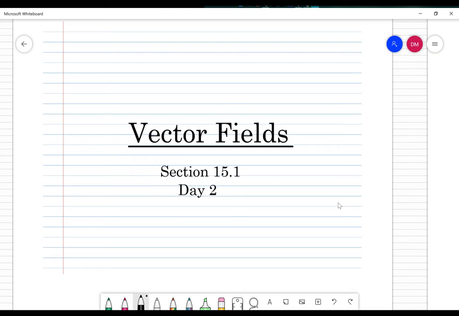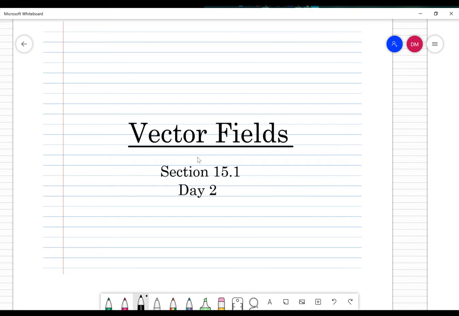Hello, welcome to part two, or what would be day two on a normal year that's not 2020, of vector fields. So we talked today in class, Monday the 7th, about what a vector field is, how to graph it, and how to find the potential function and tell if you have a conservative vector field. So this video is all about two ways of describing vector fields.